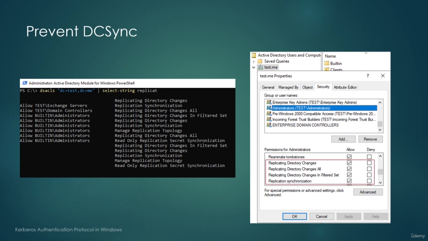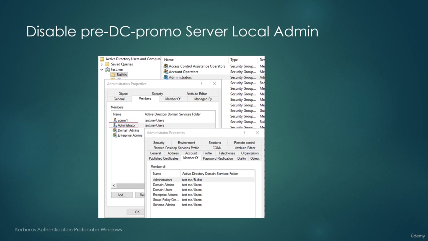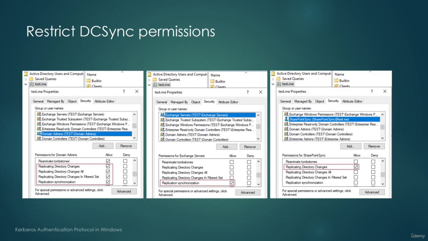Here we see the administrators group was granted all 4 of them. The local admin account from the Windows server, which was promoted to DC, is enabled and is a member of this group by default. We should disable it if not required. Here we see replication permissions granted to domain admins and Exchange servers group, and to SharePoint synchronization account.